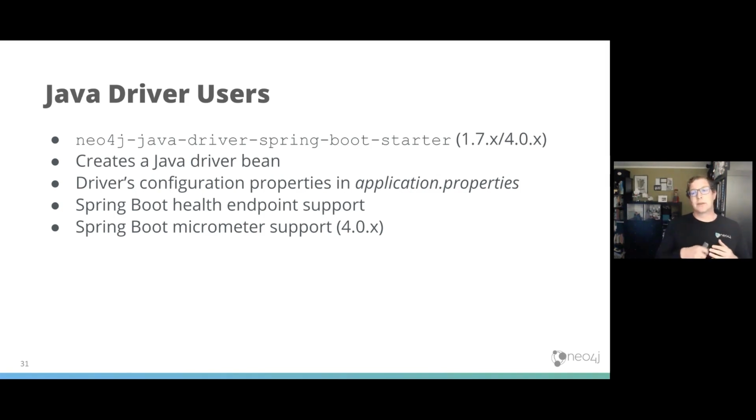If you want to use the beta versions of the Neo4j Java Spring Boot starter for the 4.0 series, you also get Micrometer support. So it will also plug in and give you more insights into your database and your application. This is one library we extracted while developing Spring Data Neo4j. That's why I'm talking about this.